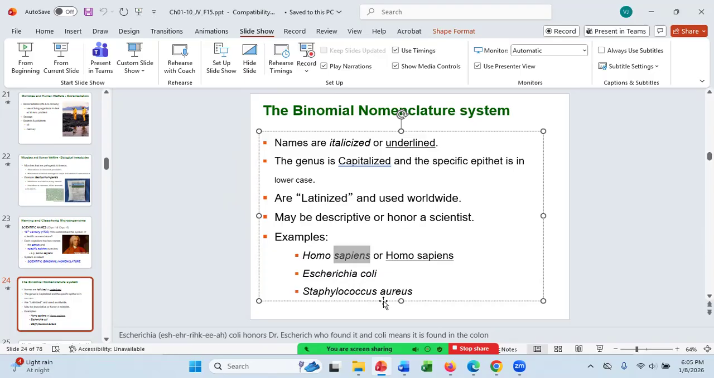Staphylococcus aureus is descriptive. It literally means golden aureus, balls, coccus, that grow in a grape cluster. Staphylo means grows like grapes. Any question about any of that?